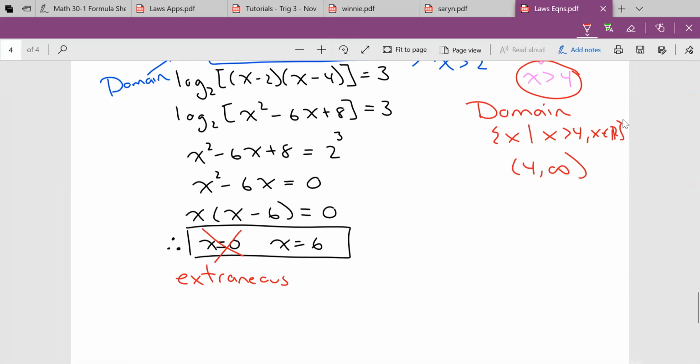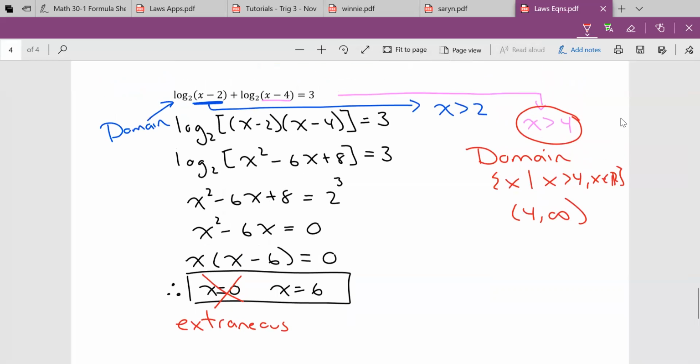There it is, friends. So this is probably your most complicated logs question, where you have to check the domain as well and using those ideas of transformations of logarithms to help you find that domain. Okay, I hope that helped. Don't forget to graph these things to check your work.